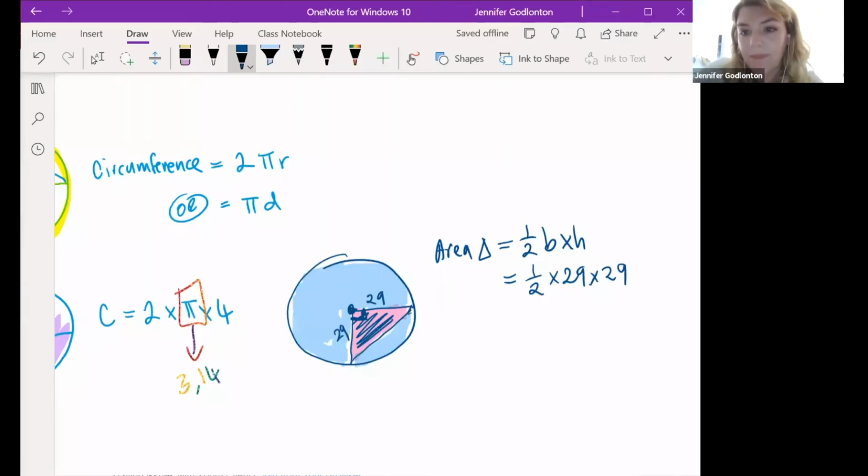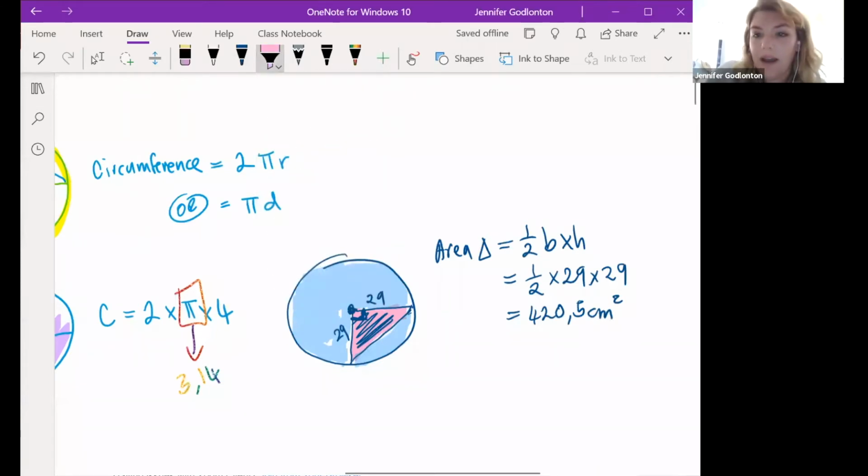Times 29. And then we just chuck that into our calculator exactly like that. And we get 420,5. So 420,5 centimeters squared. So that is my pink triangle.